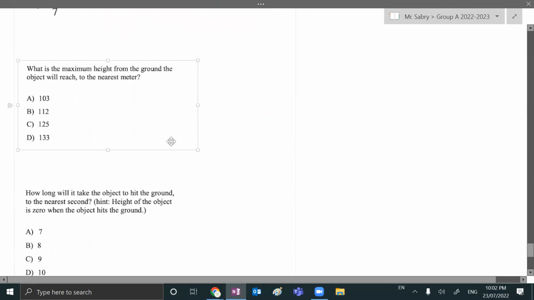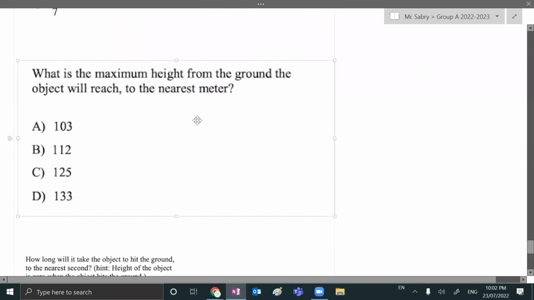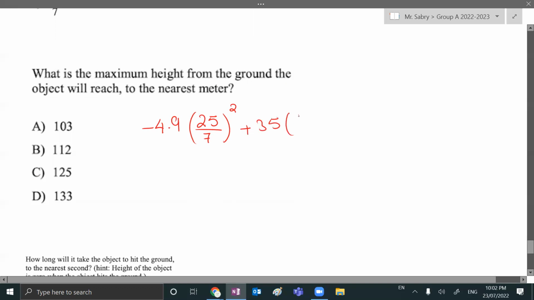What is the maximum height itself? So here's the difference. The last one they were asking for the time when it was at its maximum height. Now I want the actual maximum height, which means I want the y of the vertex. And since I already know that the x of the vertex is 25/7, I will just have to substitute it into the equation itself. So negative 4.9 times this plus 35 times this, and then plus 40 on a calculator, and the answer came out as around 102.5. So it's 103 in this case.